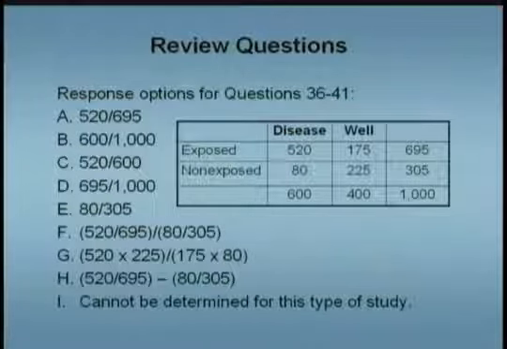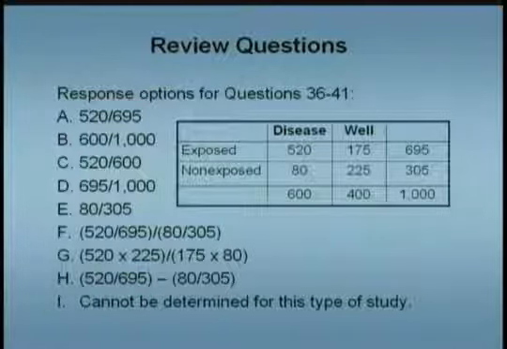Next, question 40. Assume the table represents a disease outbreak investigation. What is the attack rate for the people who did not eat the food? Attack rate for the people that did not eat the food. Remember, an attack rate is merely a type of incidence rate. So what I need here is an incidence rate for the not eat the food, the non-exposed. Therefore, 80 divided by 305 is the answer, therefore E.